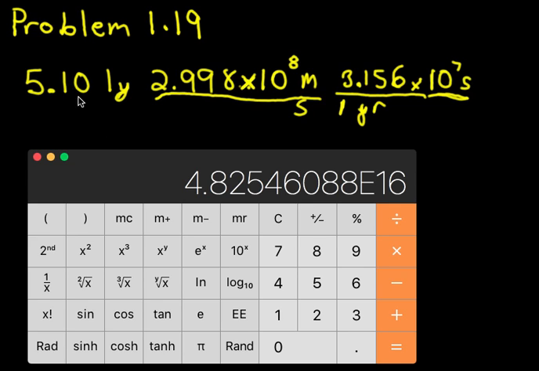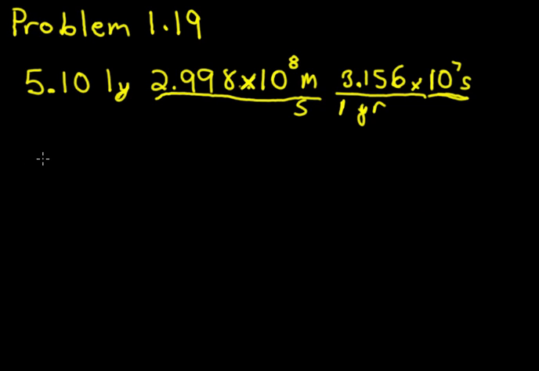But let's look at our sig figs. All of these are conversion factors, so the only thing that matters for sig figs was what we were given. And I was given 3 sig figs. So I want the first 3: 4.82, but it's a 5, so it rounds up. So 4.83 times 10 to the 16th meters. We'll write that in here. And so that's the distance in 5 light years.